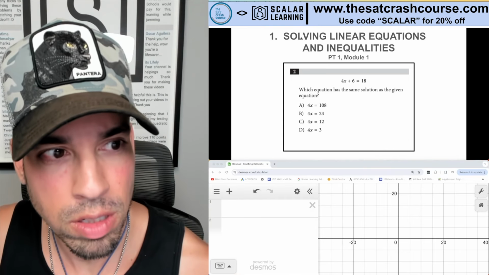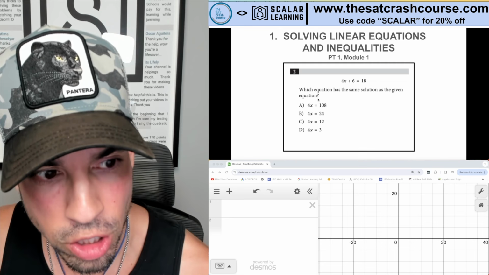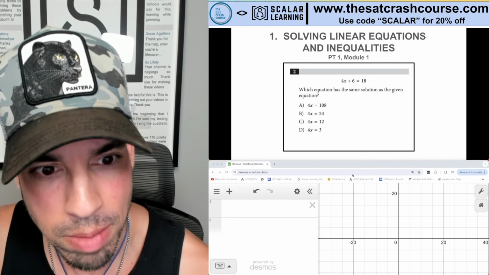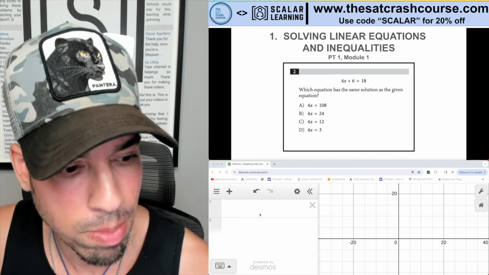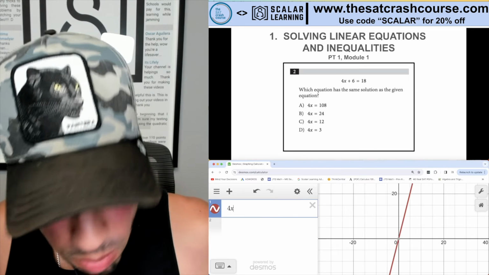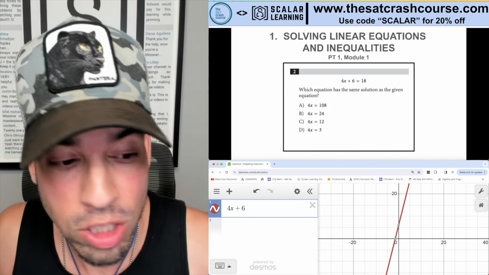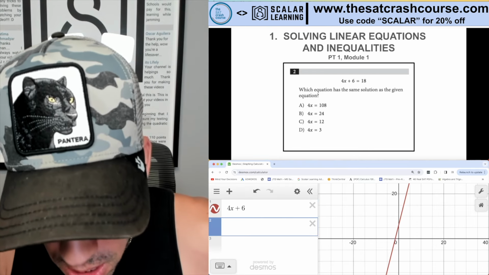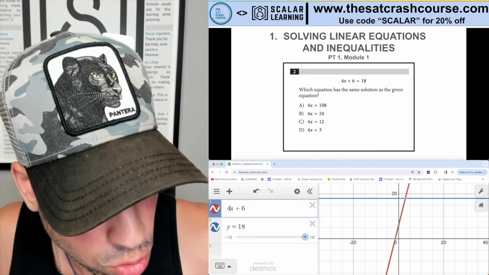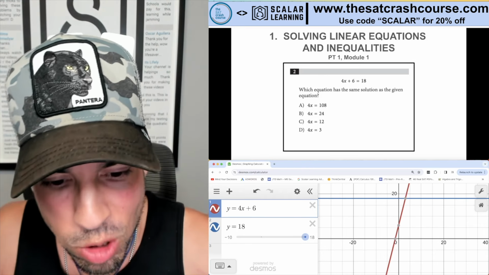So for this one, this is under the first category, solving linear equations and inequalities. You see we have this equation and they're saying which equation has the same solution. So of course you could do your typical isolation, -6 divided by 4, or you can plug it in to DESMOS. Now, I don't like to plug in equations as is. Instead, what I like to do is I plug in the left side as one thing. I plug in the right side as the other, as two separate equations, almost like a system of equations.